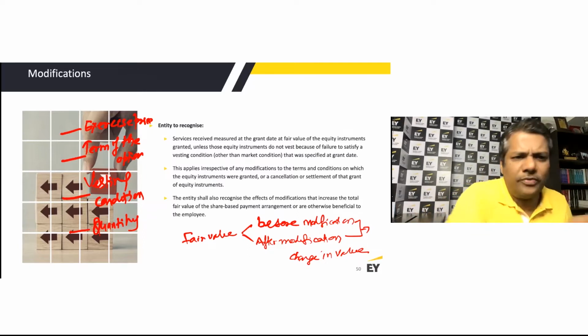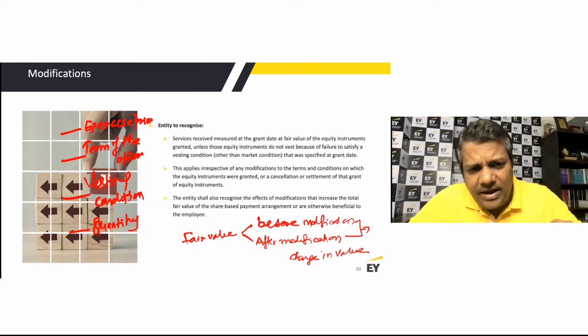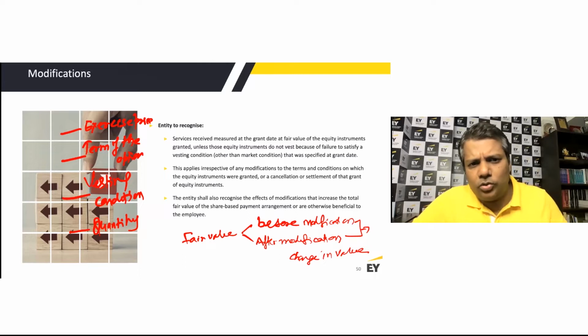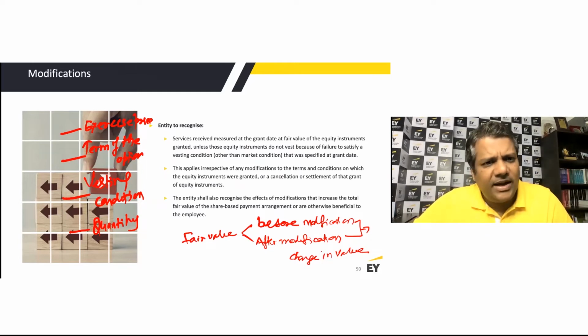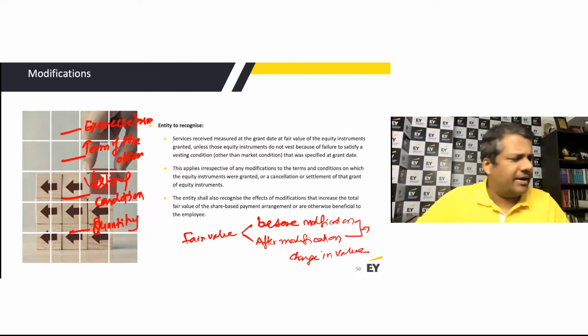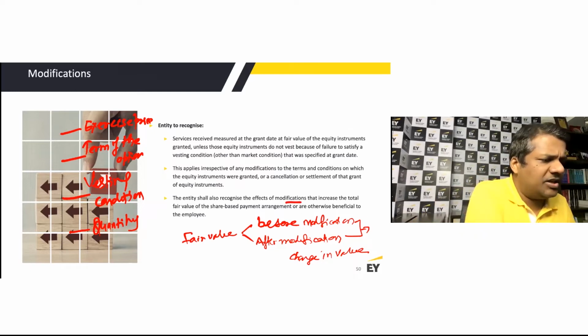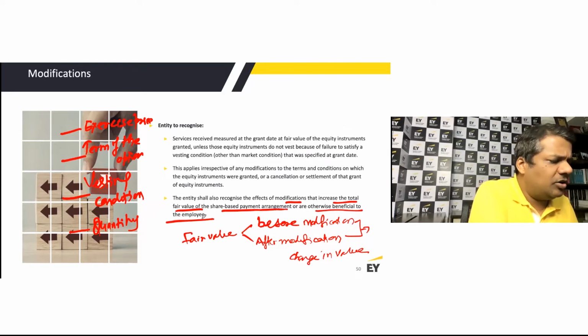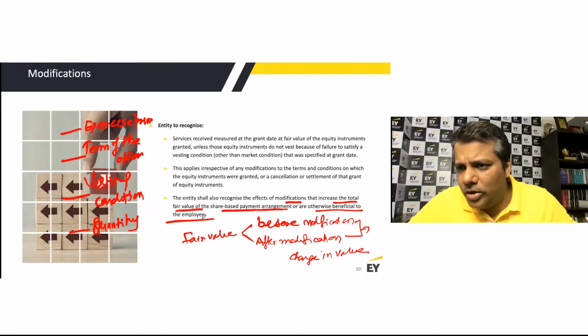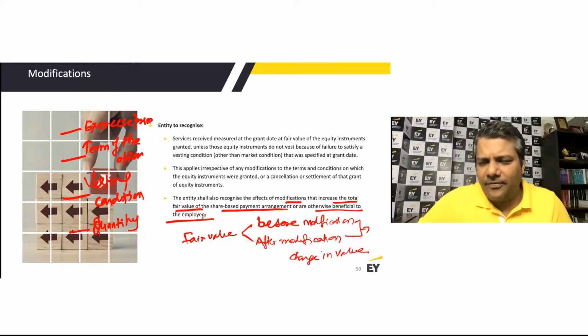So what we're saying, the services received are measured at the grant date fair value of the equity instrument granted unless those do not vest because of failure to satisfy a service condition or a non-market performance condition, right? This applies irrespective of the modification. The entity shall recognize the effect of the modification that increases the total fair value of the share-based payment arrangement, or is otherwise beneficial to the employee. And how do you determine this fair value? Immediately before and after, okay?